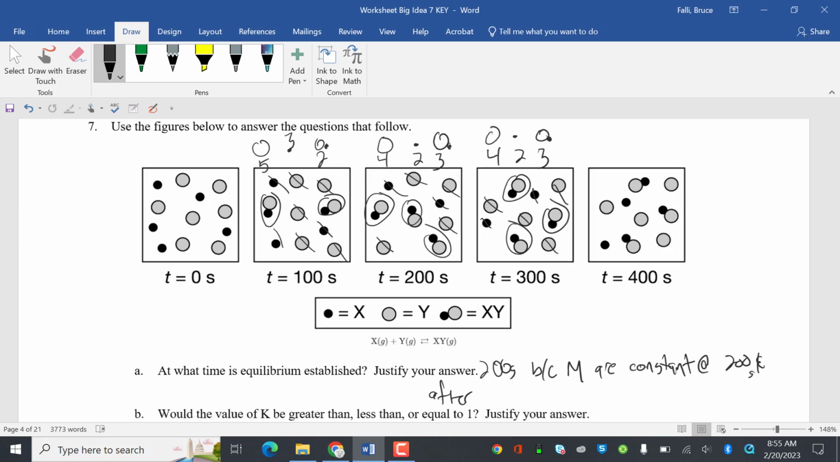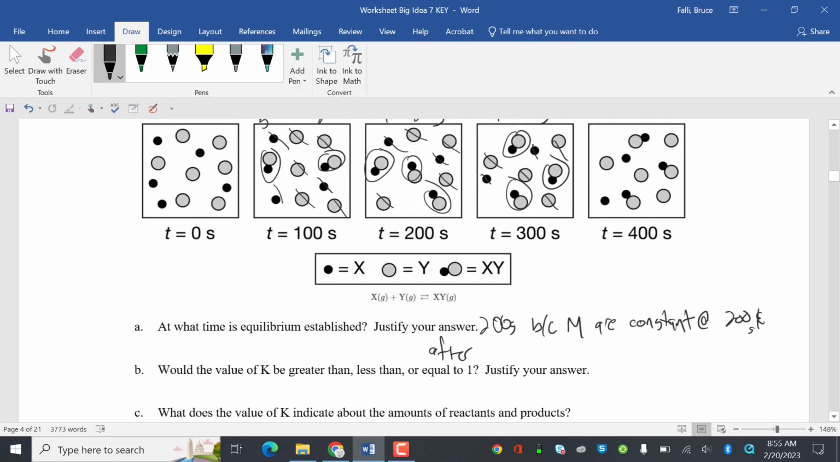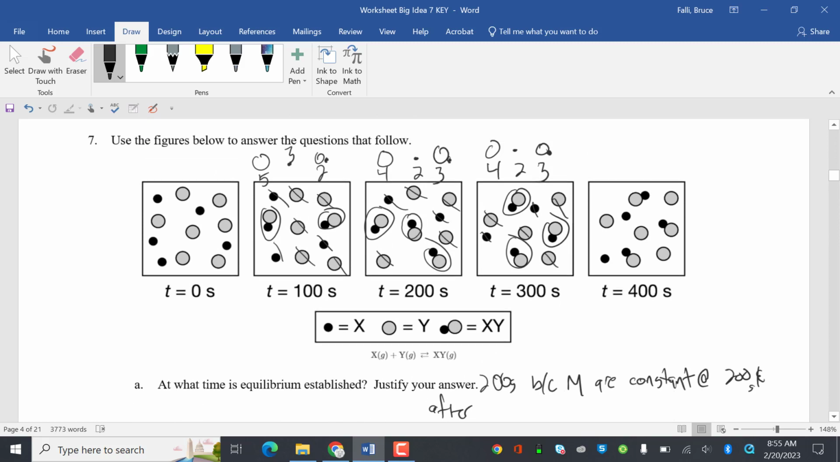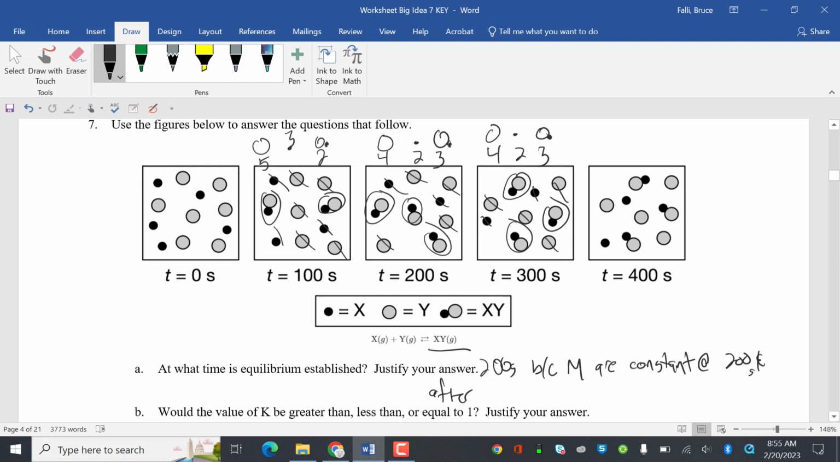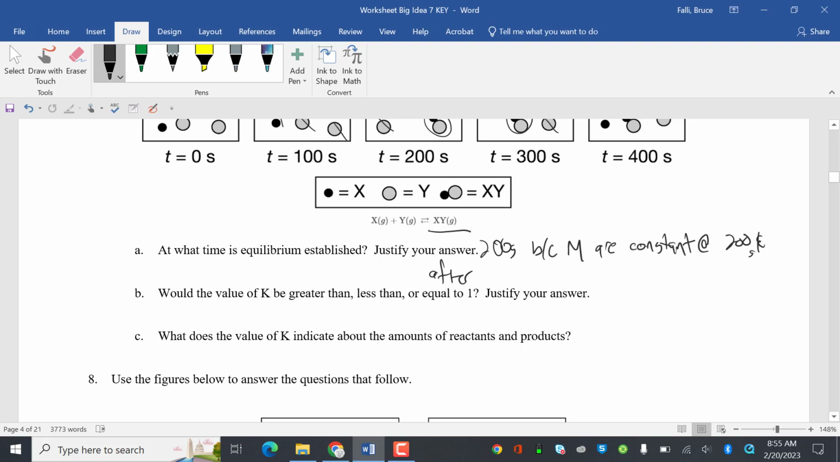All right. So would the value of K be greater than 1, less than 1, or equal to 1? Explain. So somewhere I've got my reaction. So I've got XY. XY is 3, and the other ones are 4 and 2, right? K would be less than 1 because there are more products than reactants.